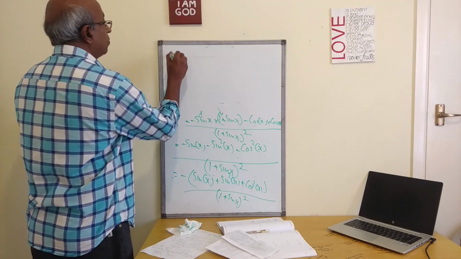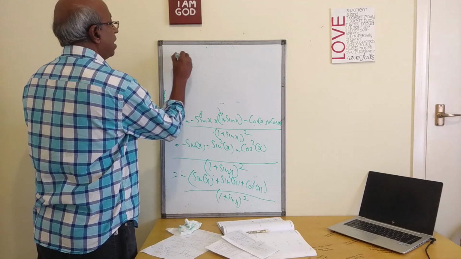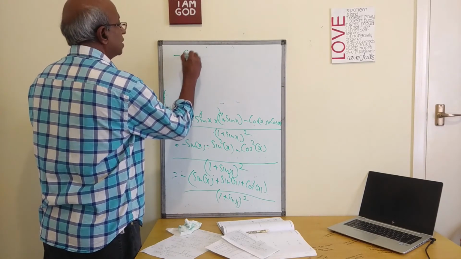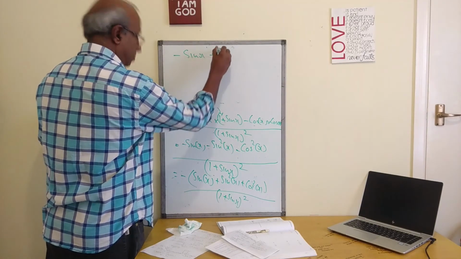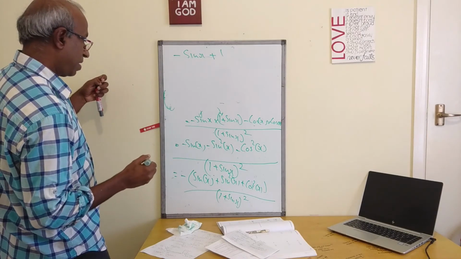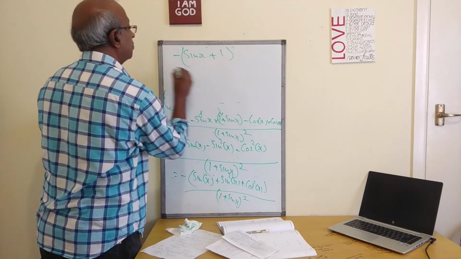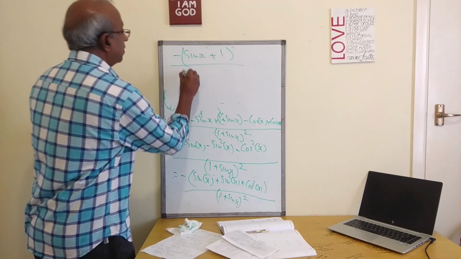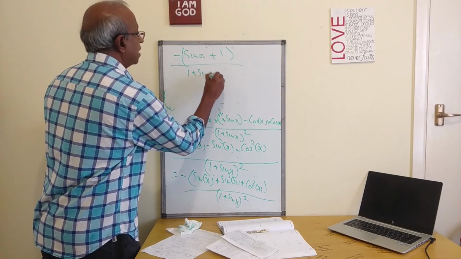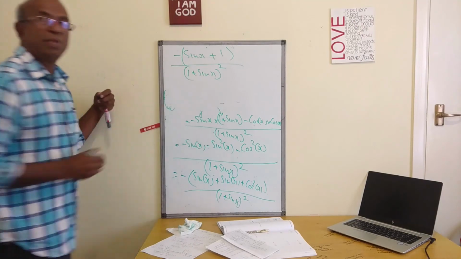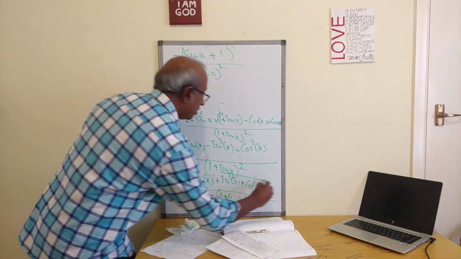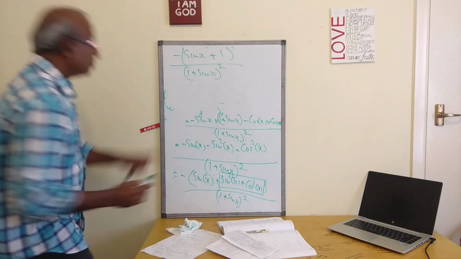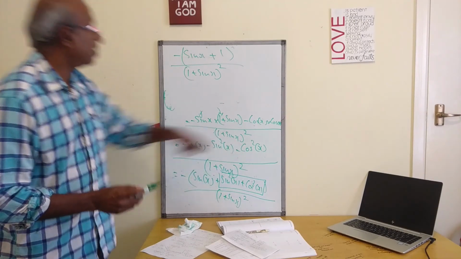So I'm going to write minus, sin x plus, I'm going to write it this way, minus sin x plus 1, that is over 1 plus sin x to the power of 2. Does that make sense? So this one, we know that is 1. So I write minus sin x plus 1.